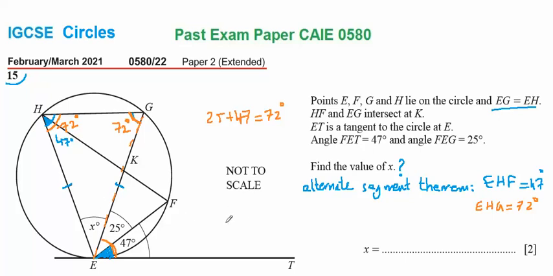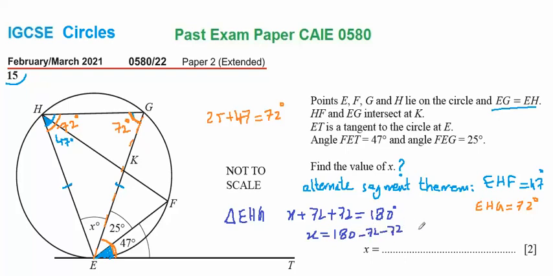So the interior angles of triangle EHG, x plus 72 plus 72, will be equal to 180 degrees. From here we can say x is equal to 180 minus 144, which will be equal to 36. So x is equal to 36. This is the answer of this part.